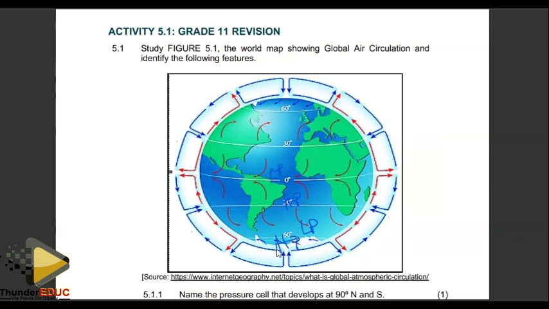The same sequence applies as we go to the north. It's low from the equator. It gets to high pressure in the subtropical. It goes to low pressure. It goes to high pressure at the end.